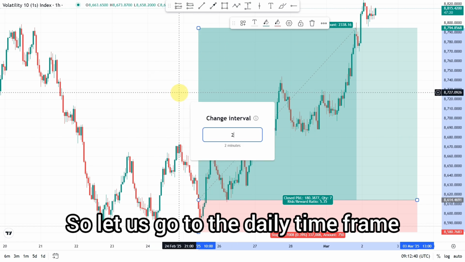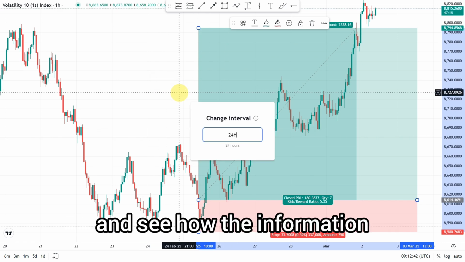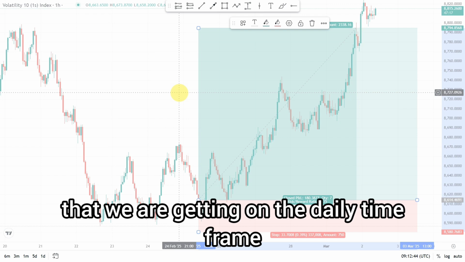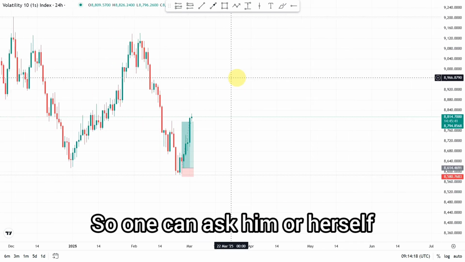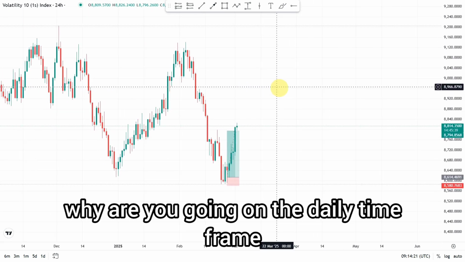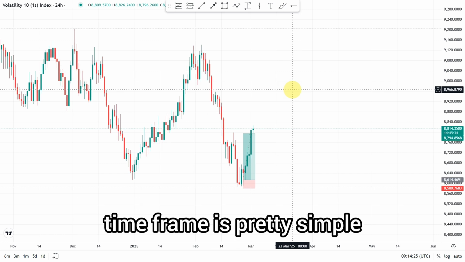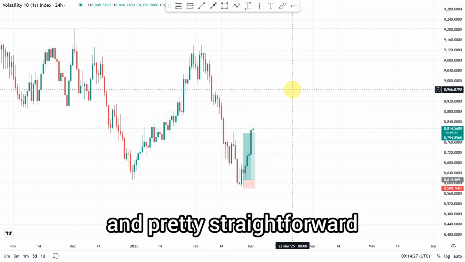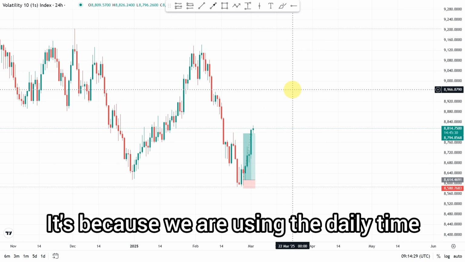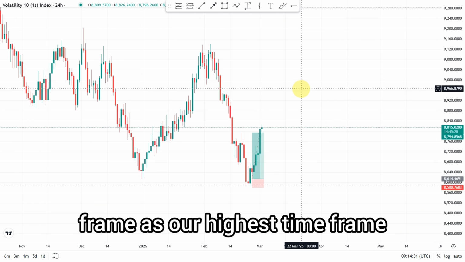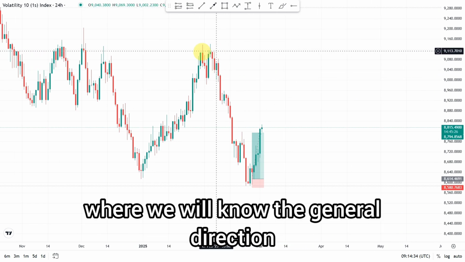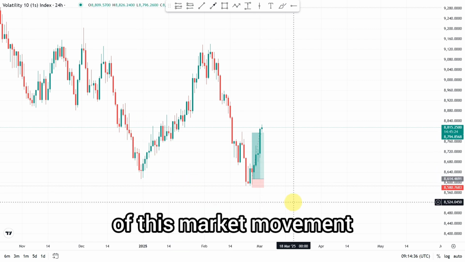So let us go to the daily time frame and see the information that we are getting on it. One can ask, why are you going on the daily time frame? The main reason is pretty simple and straightforward. We are using the daily time frame as our highest time frame, where we will know the general direction of this market movement.